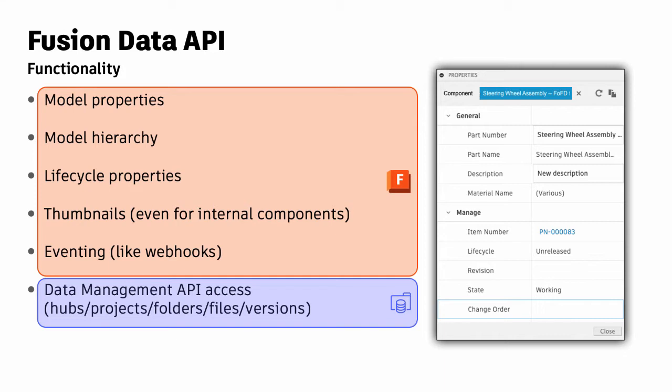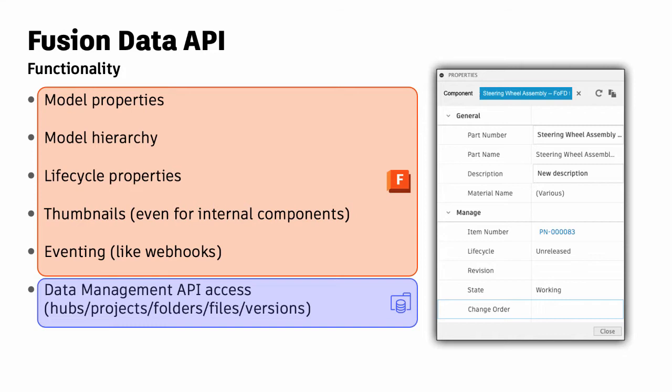Access lifecycle properties that are in sync with what's available inside Fusion 360 Manage, our lifecycle product. Thumbnails even for internal components, unlike with the model derivative service where you could only get thumbnails for a file, not for internal components. Eventing, in other words, getting notified about certain events like creation of a milestone version. We call it eventing to differentiate it from the well-known Forge webhooks API that you might already be familiar with.